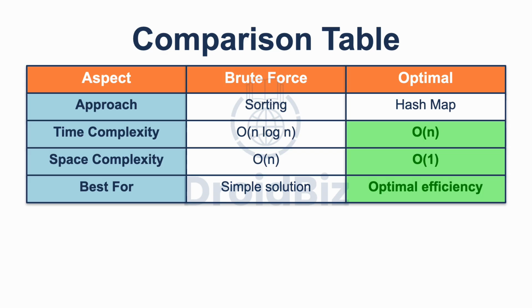For space complexity, the brute force is O(n) because we create sorted lists. The optimal approach is O(1), which is constant space. This is because we only store at most 26 characters in the hash map. Finally, looking at what each approach is best for, the brute force is good for a simple solution that's easy to understand. The optimal approach is best for optimal efficiency, especially when dealing with large inputs.